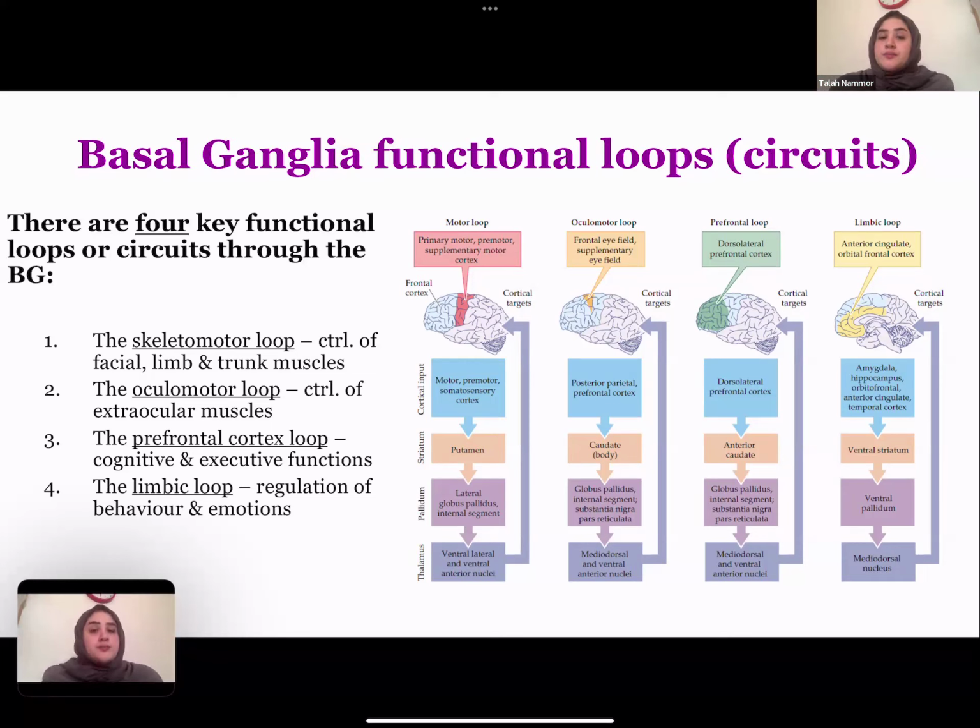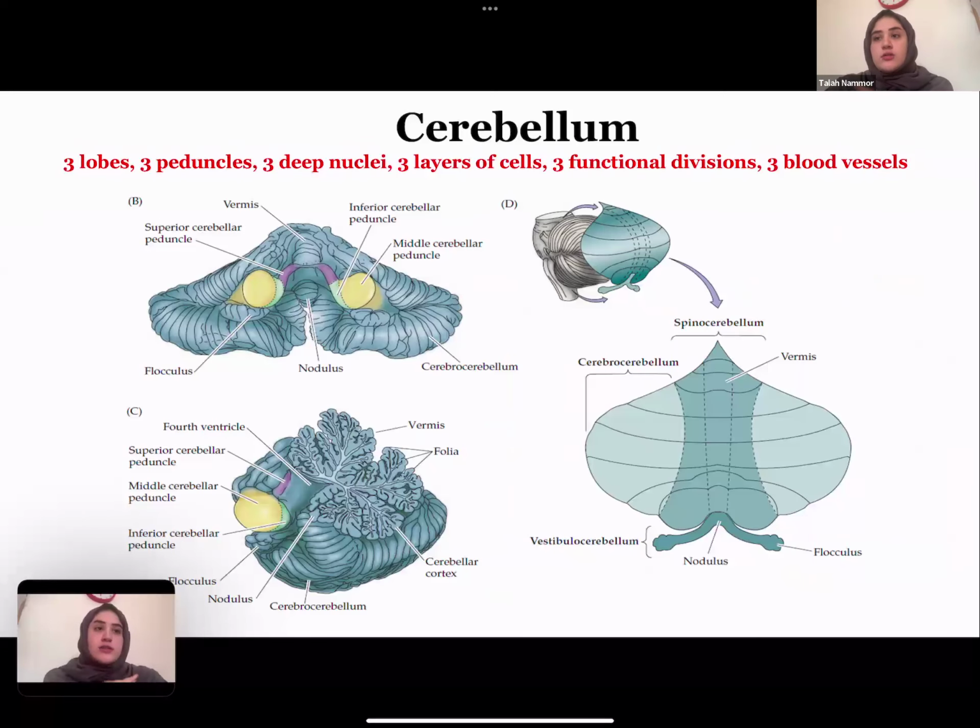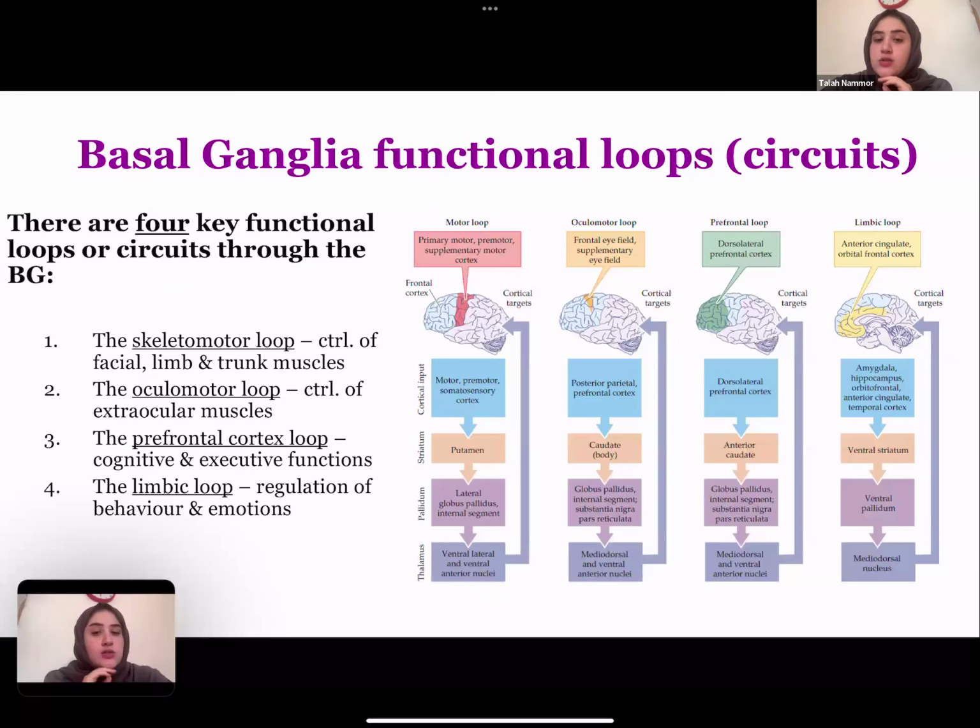But is it clear up till now? Guys, I don't want to move on to the cerebellum without making sure you know everything in the basal ganglia. Thalamus, basal ganglia, are they okay? They're saying in the chat that it is. Okay, perfect.